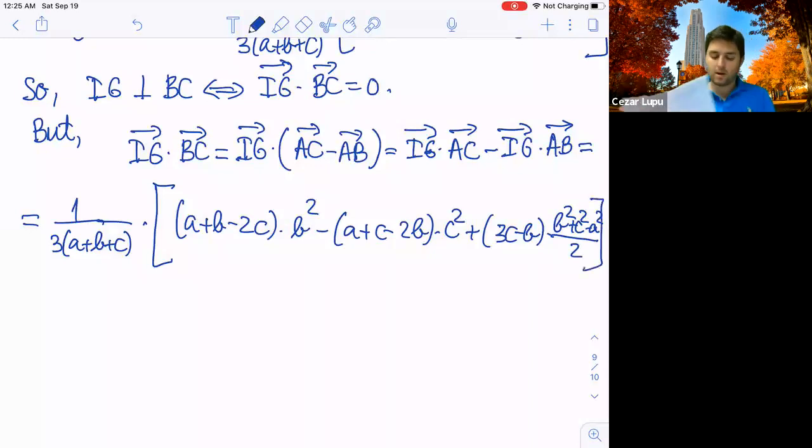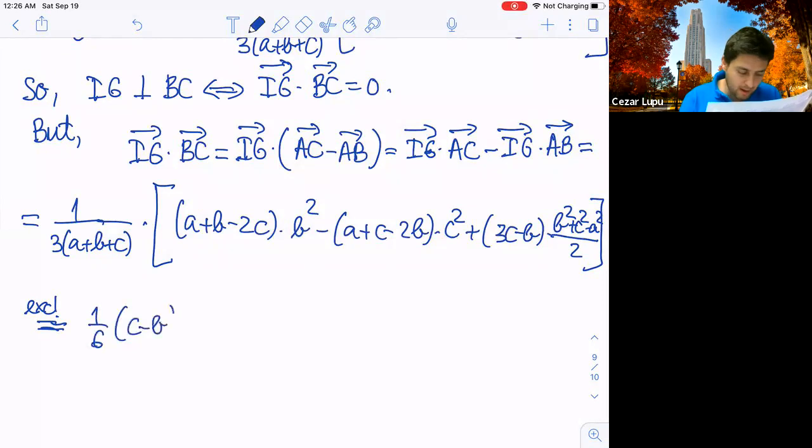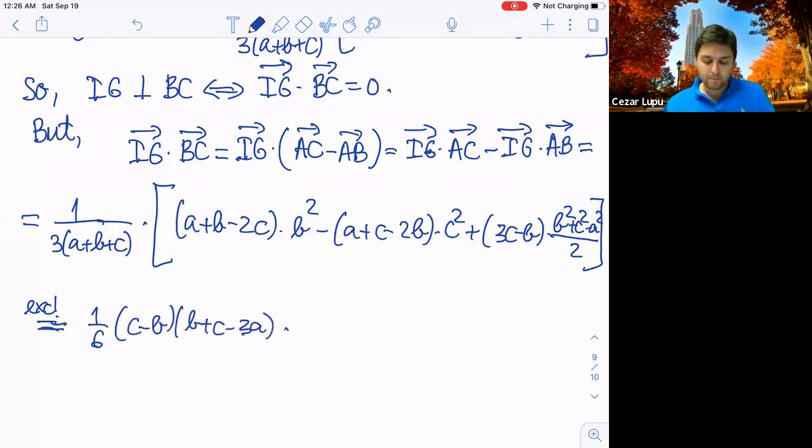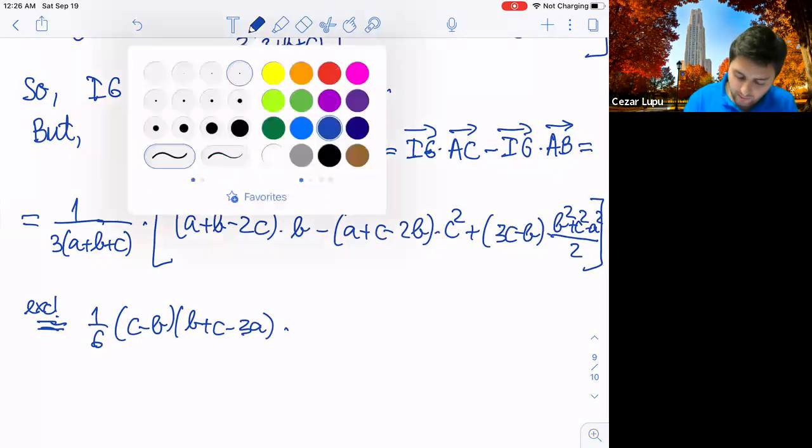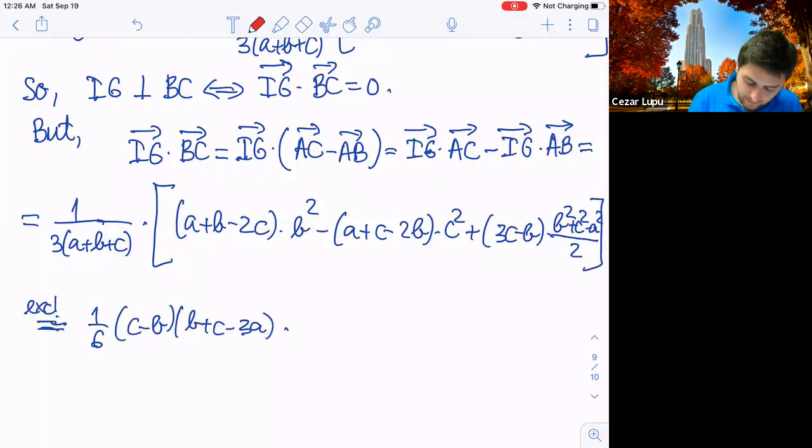That's it. After some computations, which I'll leave to you as an exercise, this will be equal to 1/6 times (C minus B) times (B plus C minus 3A). Great. Keep in mind, here we have used the following fact, and I'd like to address this.